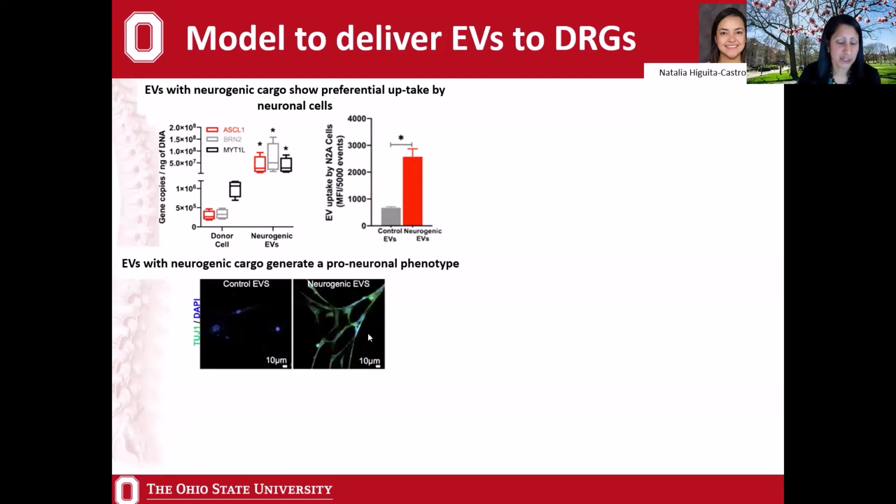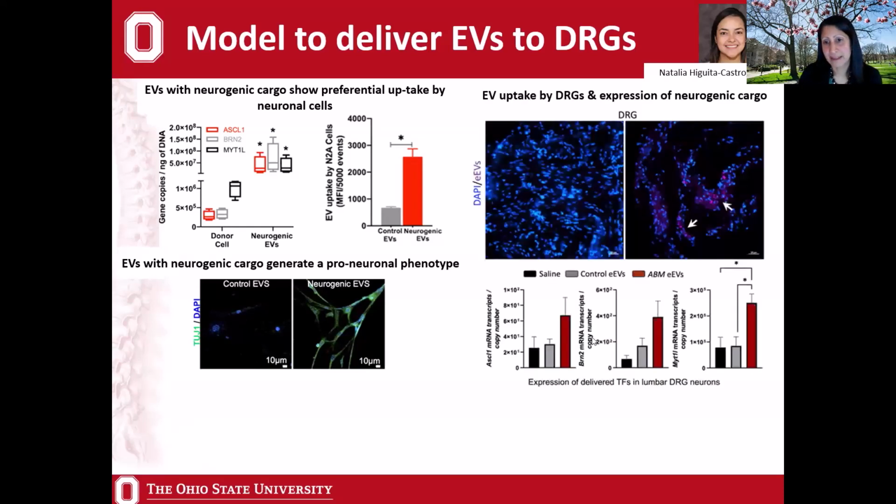And then when we treat fibroblasts with these EVs, basically what we're seeing is that this neuronal or neurogenic cargo will actually cause these fibroblasts to take on a pro-neural phenotype. So we're starting to look at getting these reprogramming effects.